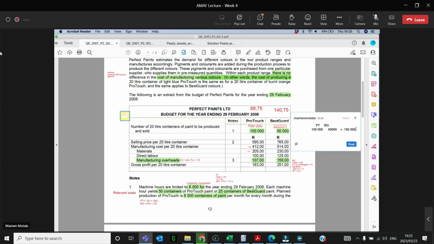Now, they tell us that if they produce 150,000 and 50,000, there is a differential in cost. So, right, that's the first thing that you needed to recognize, that there's a difference in the volume. Now, when the manufacturing overheads, if it's 100,000, ProTouch total cost is 107. Best Guard's total cost is 159 per unit. So we could easily come up to a total costing utilizing the 107 versus the 159. Okay, that's the first consideration.